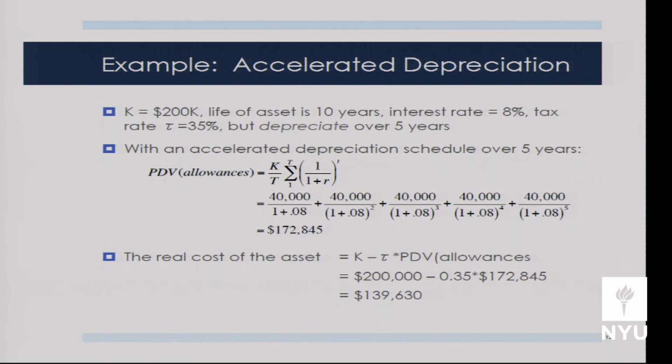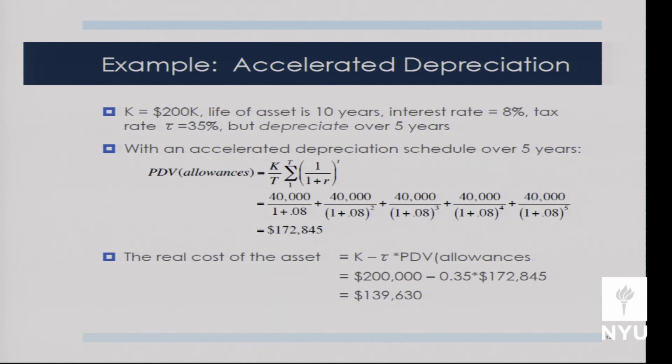The next one is 40,000 divided by 1.08 squared, et cetera, all the way until the last depreciation allowance we'll take on this item now, under the new accelerated schedule, which is 40,000 divided by 1.08 to the fifth. That sum turns out to be 172,845, which is higher than 145,000, which is what you got before, as we'd expect. I'm going to pause for a second.